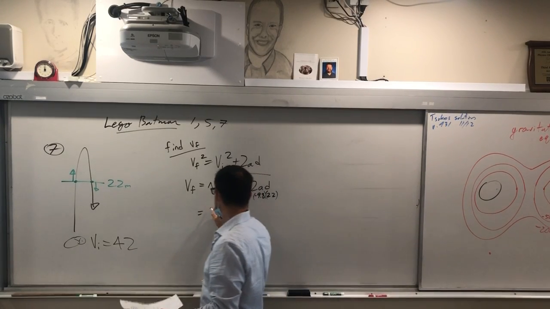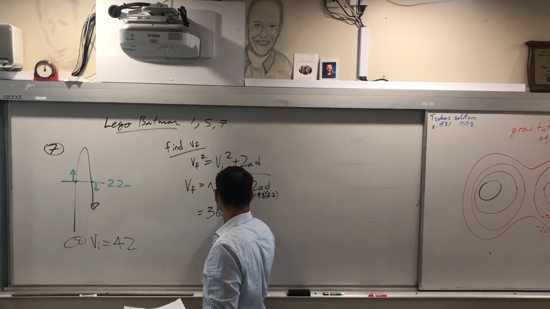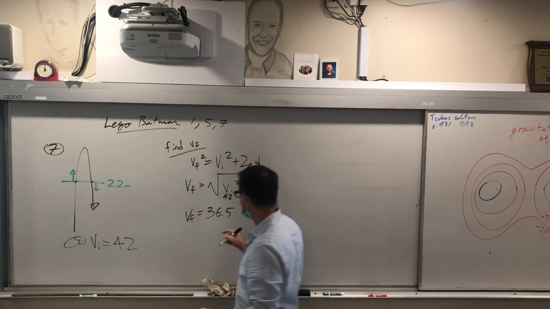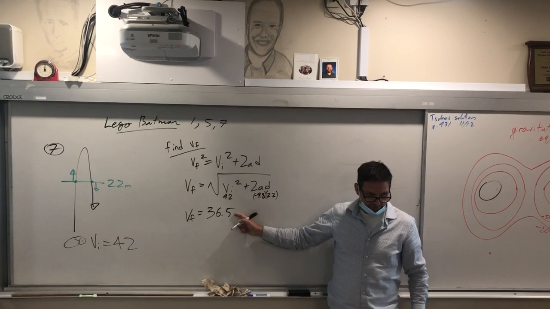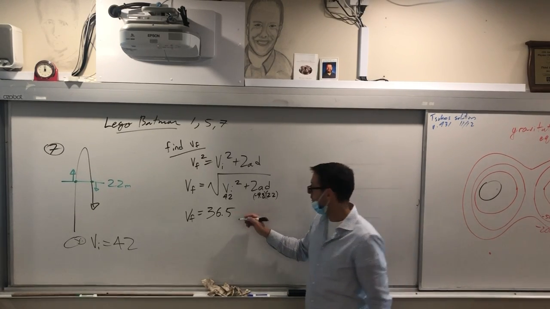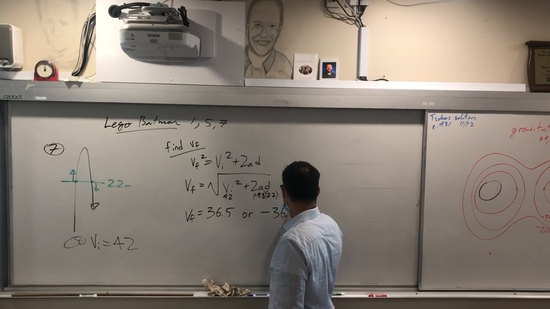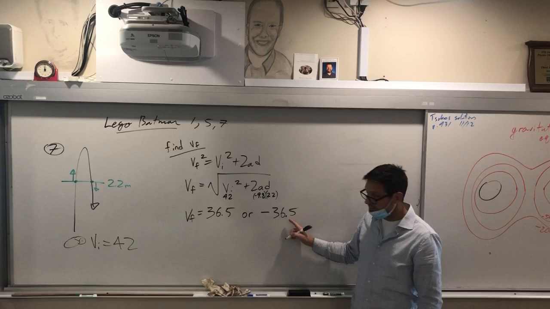36.5. We'll say 36.5. And then that's my final velocity. Is this answer correct? No. It's not complete, right? It could be positive or negative 36.5. So this is on the way up, this is on the way down.